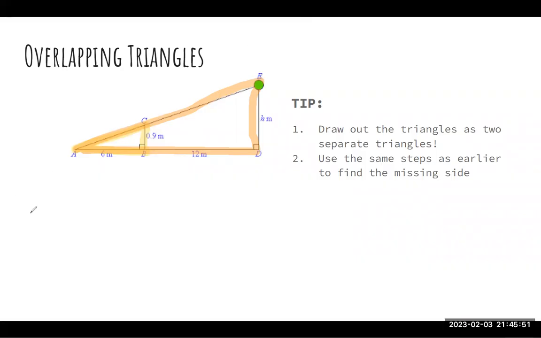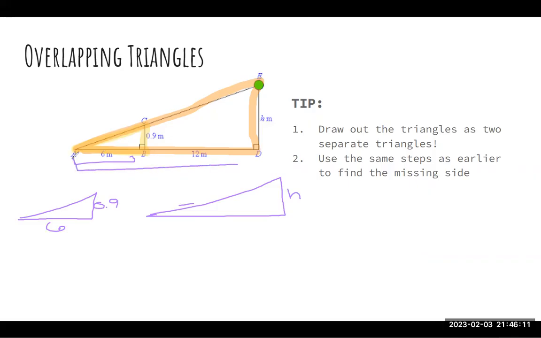So first, if we take this smaller one, we're going to draw this smaller one out, we can see the 6 is here, and we can see this 0.9 over here. Now we're going to draw the bigger one. Now, pay attention with this bigger one. We have H over here, but down here, it needs to go all the way from A to D. We don't have that measurement.